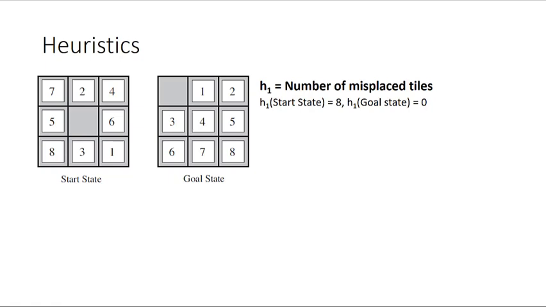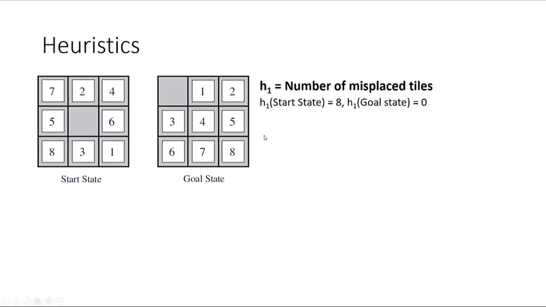So one of the most common heuristics for this problem is the number of misplaced tiles. You can take any node that you can generate for this problem, compare it to the goal state, and take each one of the locations and say, is this tile in the correct spot? And compare it with the goal state. If it is in the correct spot, then you add nothing. If it's not in the correct spot, you add 1.